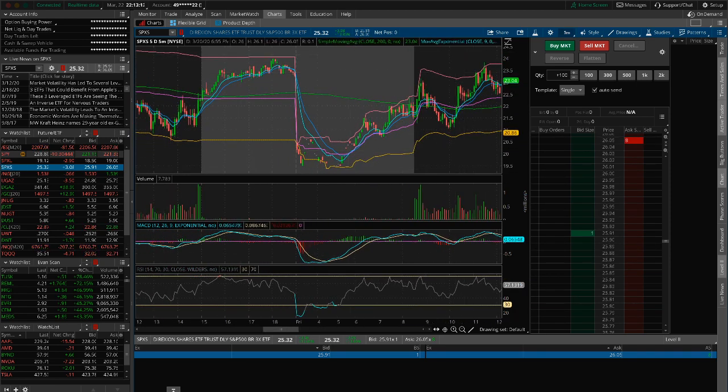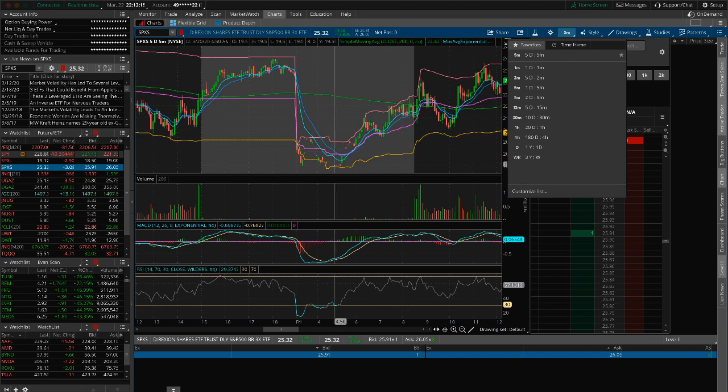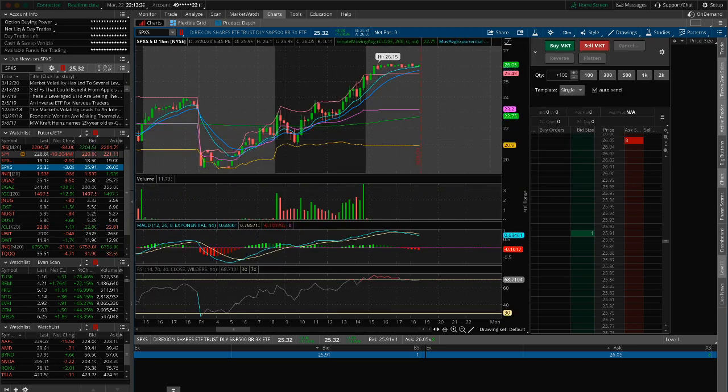So this looks a little bit ugly, right? These aren't flowing with it correctly. That's just because there's no volume on SPXS that early in the morning. The volume on these really starts hitting when the bell opens up. So I guess 5 day 15 minute would give a better general idea if you want.